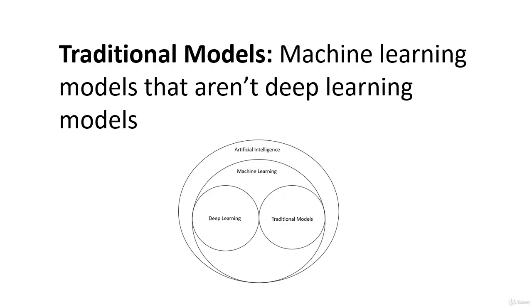All right, so in this lesson, we've learned about the artificial intelligence hierarchy. You've defined artificial intelligence. You've defined machine learning. You've defined deep learning. And you've defined what traditional models are. Additionally, you've defined them and now know where they live inside the artificial intelligence hierarchy.